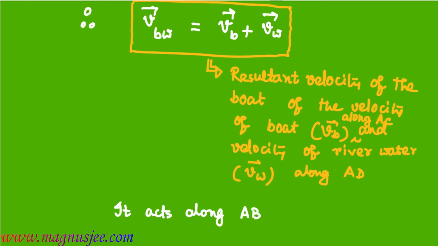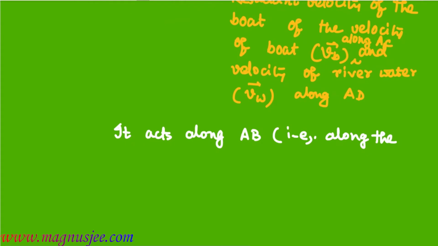It acts along AB, that is the shortest path, along which it will cross the river. It acts along AB, that is along the shortest path AB.